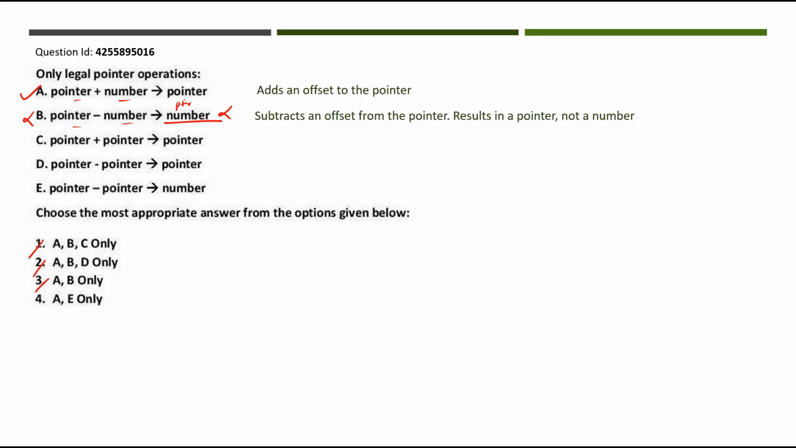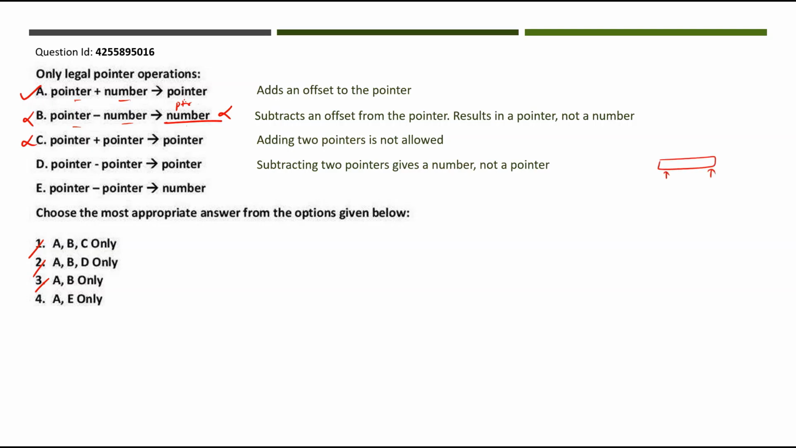Next, pointer plus pointer will end up with a pointer. Adding two pointers is not allowed. C is also not there. Pointer minus pointer ends up in a pointer. Subtracting two pointers gives a number, not a pointer. We have a pointer here and a pointer here. Subtracting them will say how many locations or places are in between them. It is not about a pointer again. So this is also wrong.